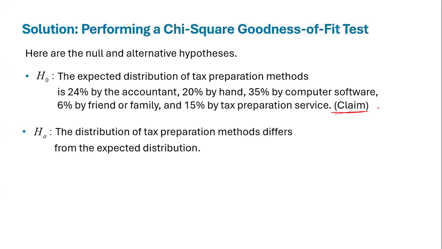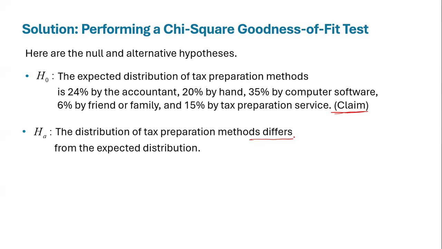Or you can say that the distribution of tax preparation methods is the same as the expected distribution. And for the alternative, we say they are different. So the distribution of tax preparation method differs from the expected distribution. After writing the null and alternative hypotheses, now it's time to find the critical value and the rejection region.